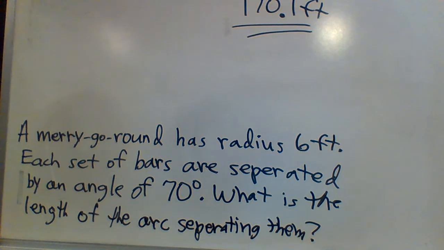You know what a merry-go-round is, like at a playground. It's something round, and it has different bars on it. So if the bars are 6 feet long from the center, and between each bar it's 70 degrees, what's the length of the arc separating each of those bars? Very similar story to the other ones.